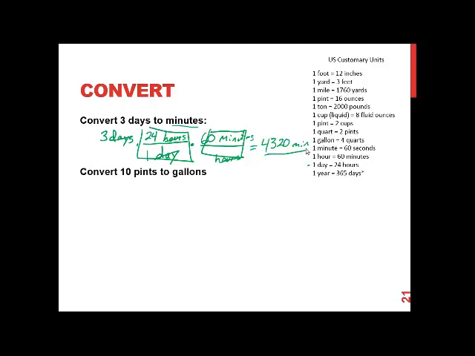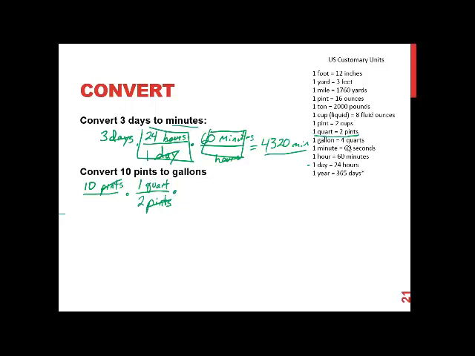Convert 10 pints to gallons. Alright, I've got 10 pints. So I need to find a conversion involving pints. A quart is 2 pints. So what I'm going to do is create a unit fraction with quarts in the top and 2 pints in the bottom, and we will divide out our pints. But now I've got quarts. I don't want quarts, I want gallons.